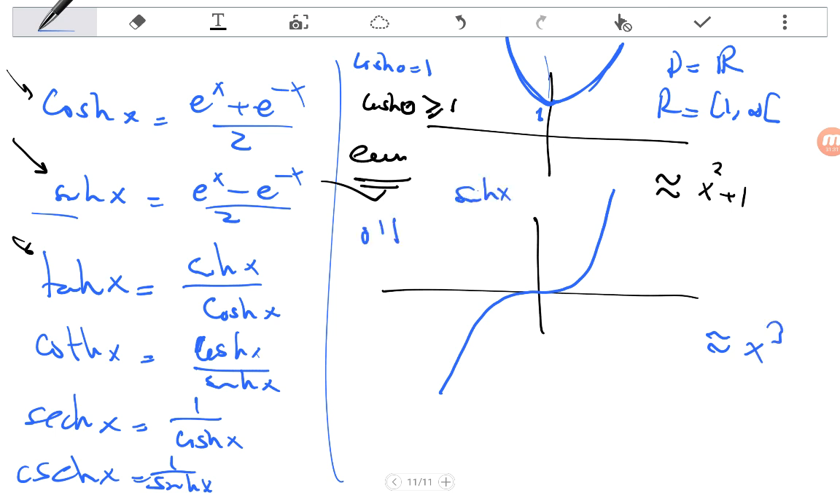And it is an odd function. What about the domain? We have here that the domain and the range are equal to R.